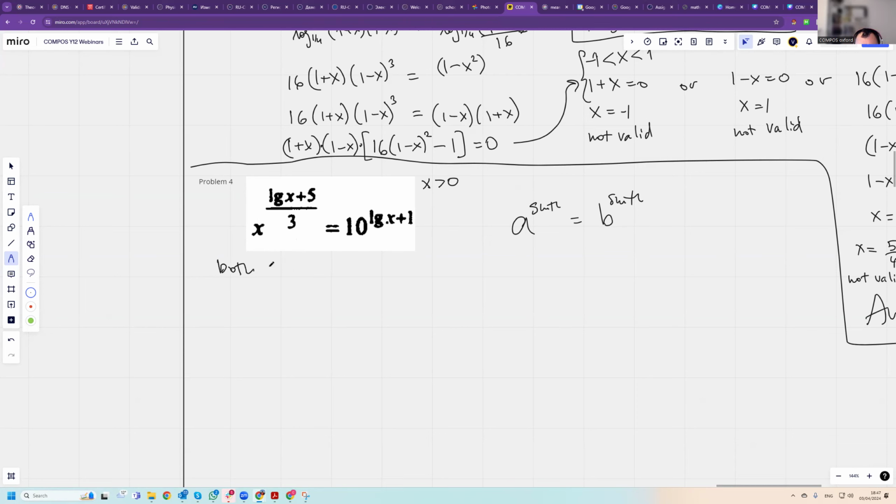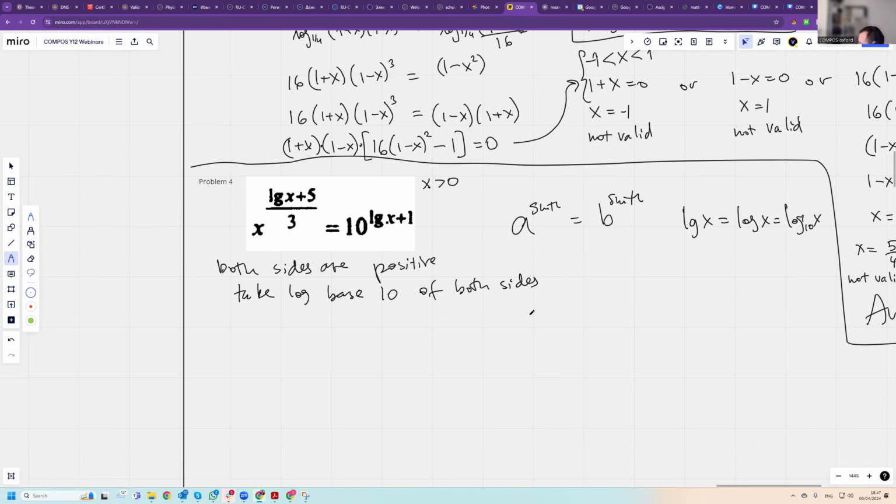Both sides are positive. Take log base 10 of both sides. Yes, LG means log base 10. So LG x is the same as log x, and it's the same as log base 10 of x. So these are different notations. You will see different notations in different books.